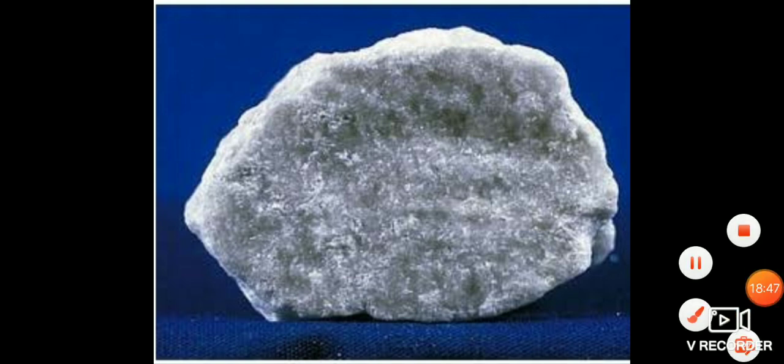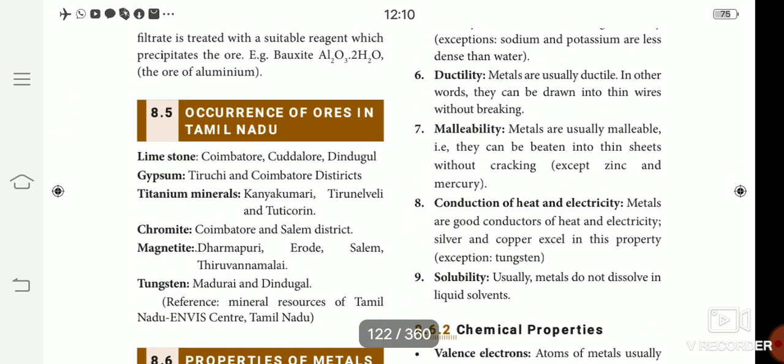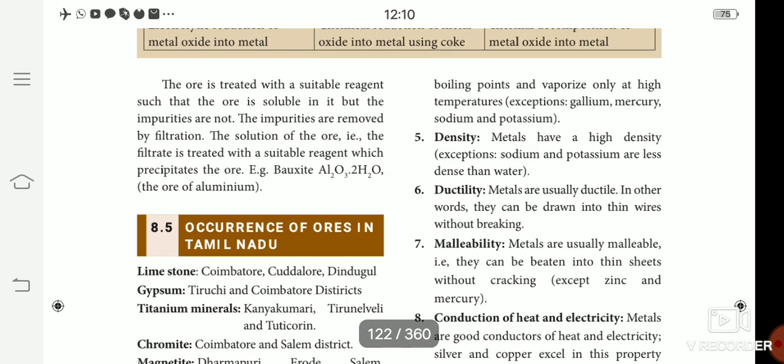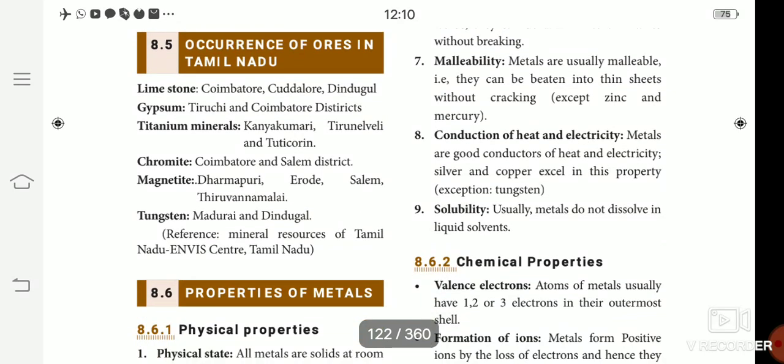These points are physical properties. The physical properties are physical state, luster, hardness, melting point and boiling point, density, ductility, malleability, conduction of heat and electricity, and solubility.